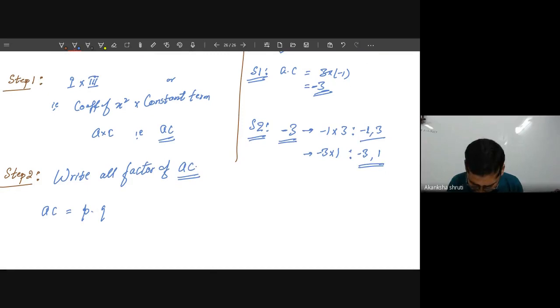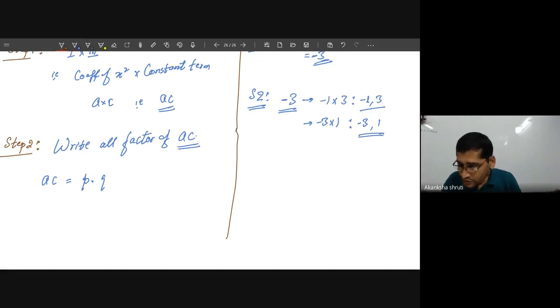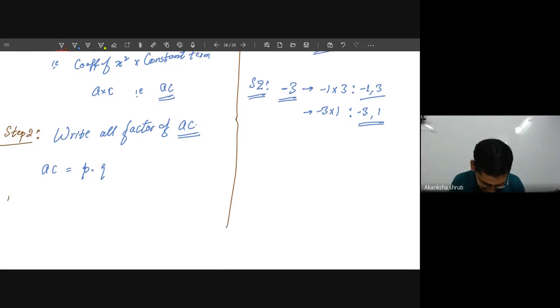Students, now the question is that which factor is useful for us? Which factor of this AC is useful for us? For that, you have to watch the 2 factors carefully. So which factor we have to use? For that, there is the step number 3.